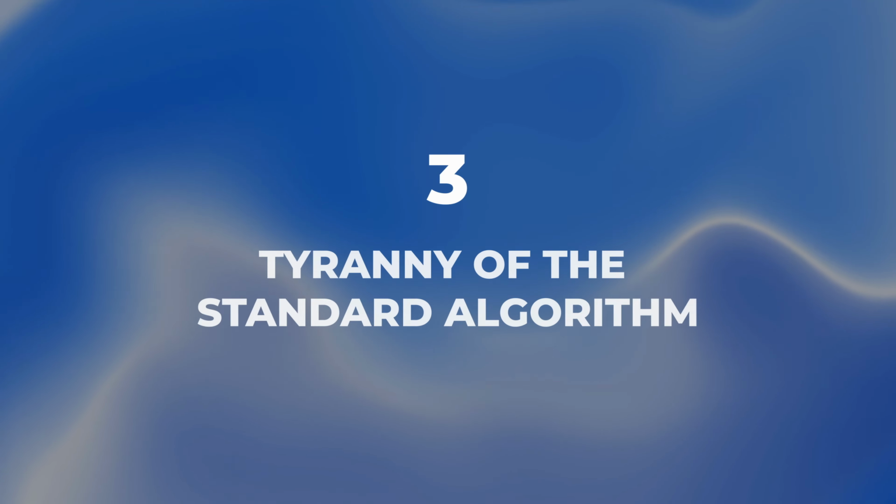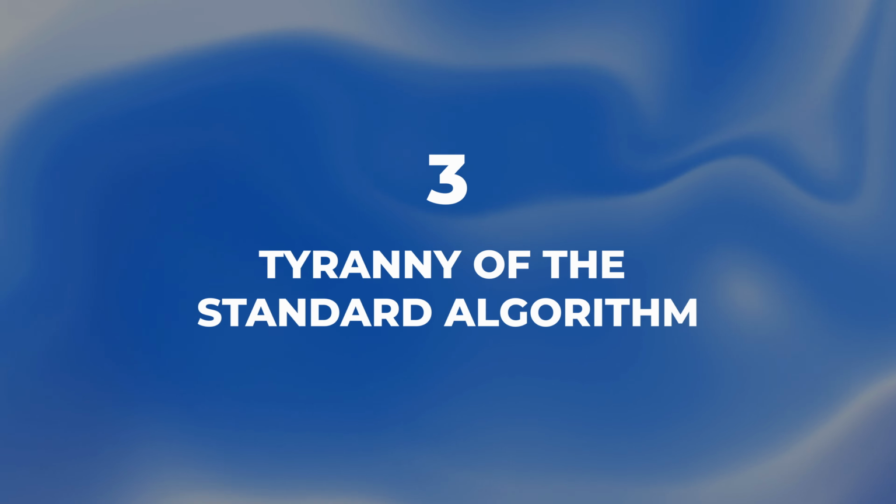Problem 3. The tyranny of the standard algorithm. In Google Ads, you are generally stuck with maximize conversions or target ROAS. You have to trust that Google knows what a good conversion is. But what if your business is different? What if you know that a user who stays on the site for 2 minutes is worth 5 times more than a user who stays for 25 seconds, even if neither buys right now? Google Ads struggles to bid on that nuance.